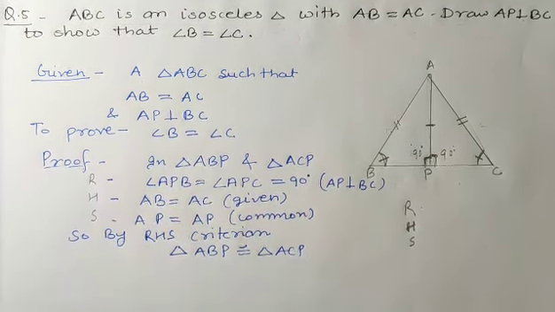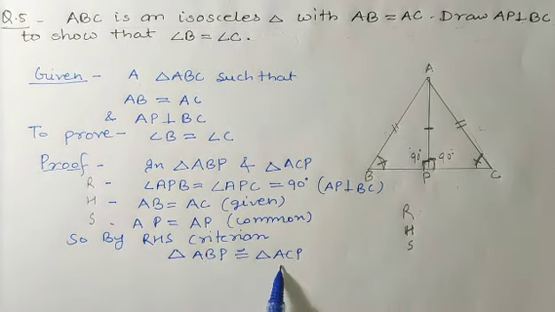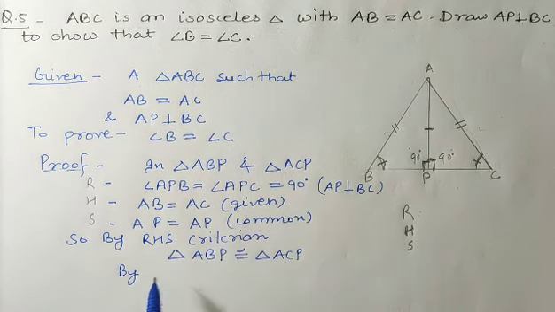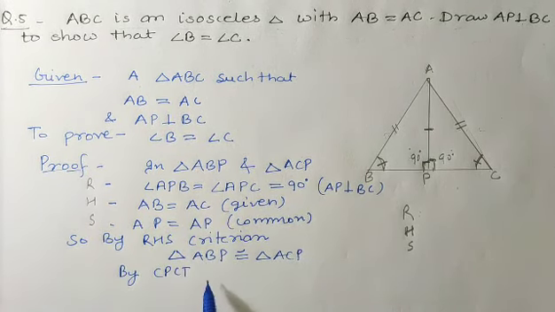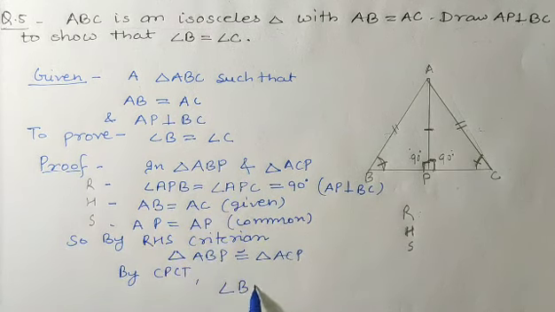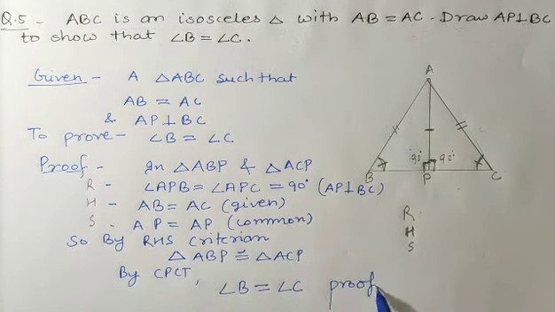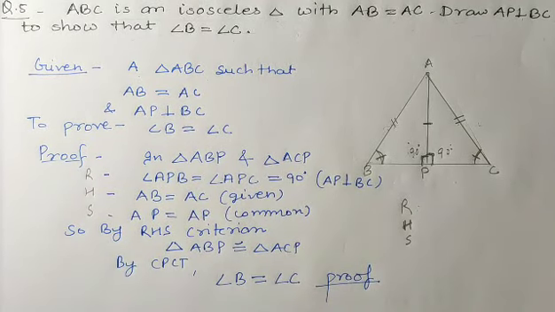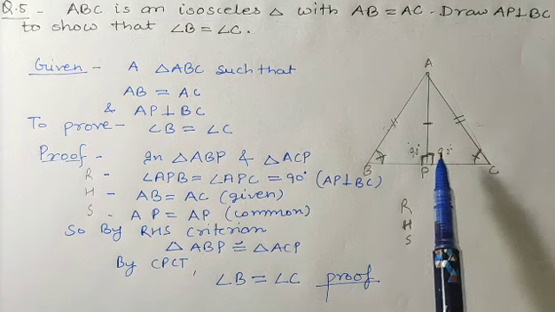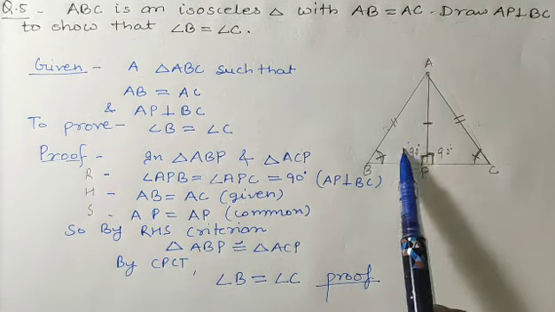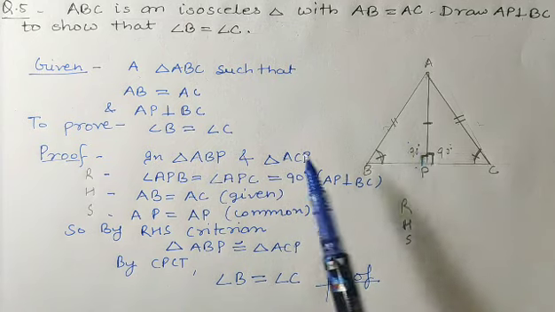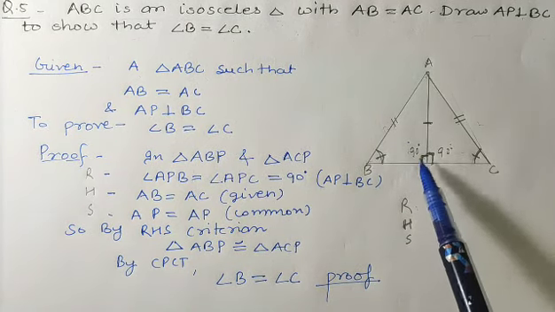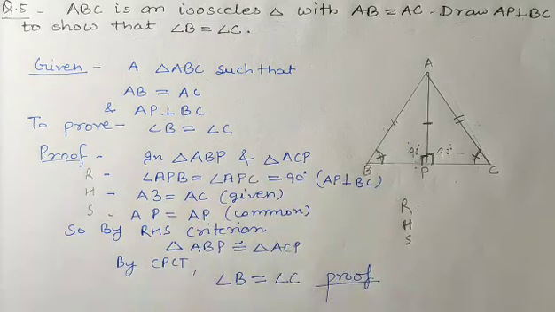Okay students, so if these two triangles are congruent, then corresponding parts will be equal. So by CPCT we can say that angle B is equal to angle C. Okay students, so this is the proof of this question. When we studied the theorem, at that time we did not know about RHS. Now we know the criteria RHS, so we can simply solve it using RHS. So just pause the video and note it down.